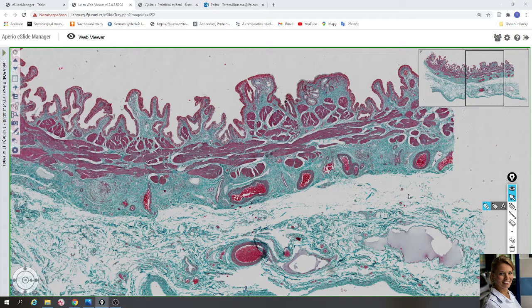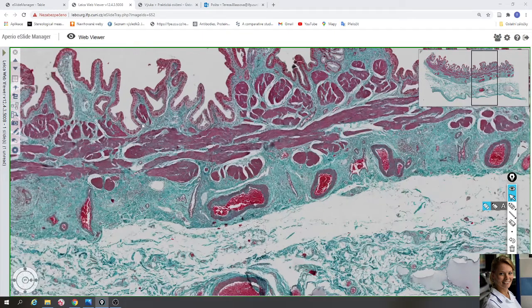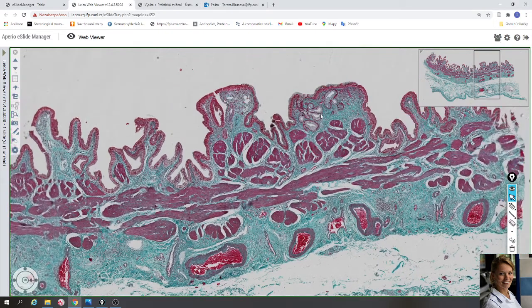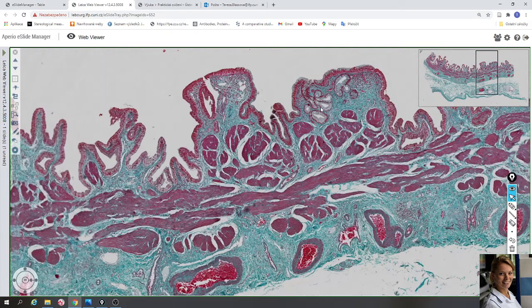Mucosa forms mucosal folds. Here the mucosal folds are visible, and between the folds you can see crypts. For example, here the crypts are visible, and sometimes the crypts look like a tubular gland in cross section.